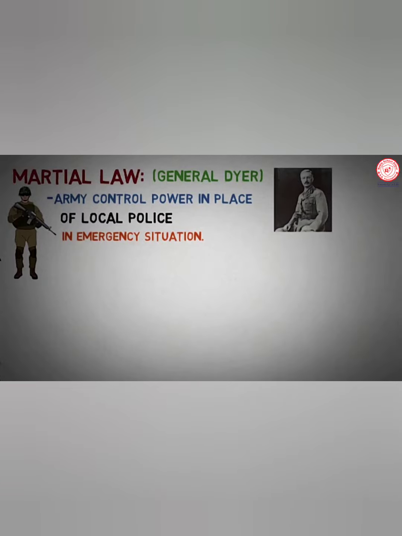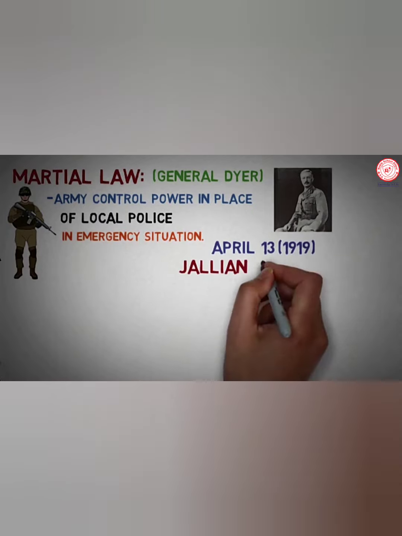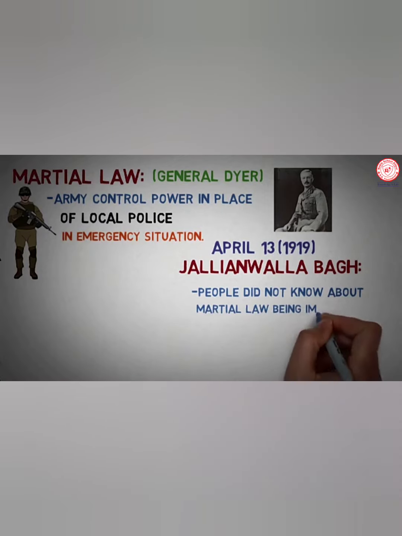On 13th April 1919, in Jallianwala Bagh, Amritsar, Punjab, the people were unaware of martial law, so they had come to celebrate the Baisakhi fair, and others to protest against the government. General Dyer entered the place, closed all the exit doors, and opened fire on people, which resulted in the death of hundreds of innocent people.